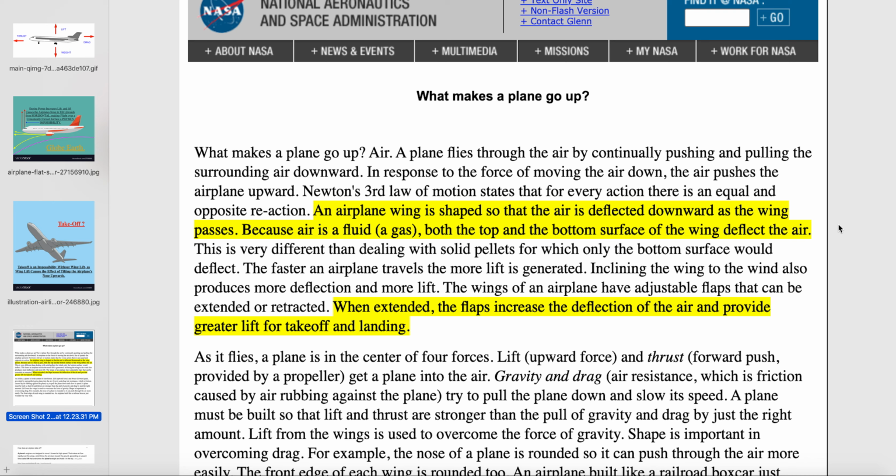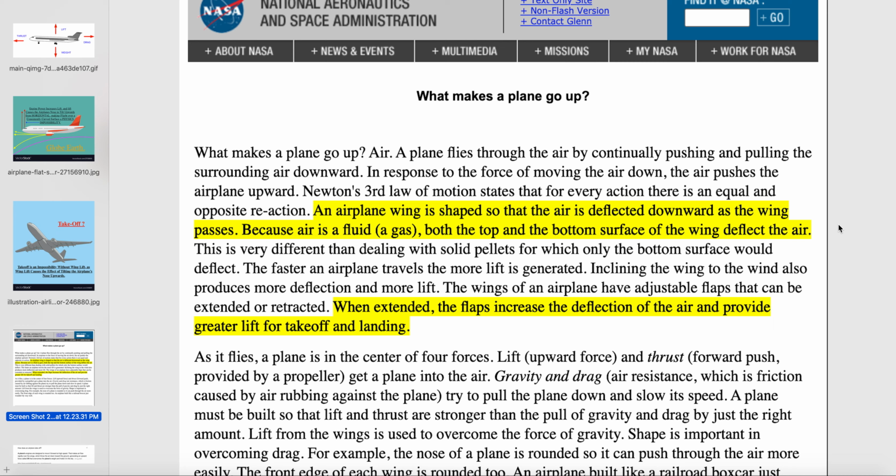What makes a plane go up? Air. A plane flies through the air by continually pushing and pulling the surrounding air downward. In response to the force of moving the air down, the air pushes the airplane upward. Newton's third law of motion states that for every action there is an equal and opposite reaction. I won't go into Newton's laws of motion. An airplane wing is shaped so that the air is deflected downward as the wing passes. Because air is a fluid, a gas, both the top and the bottom surface of the wing deflect the air. This is very different than dealing with solid pellets for which only the bottom surface would deflect.